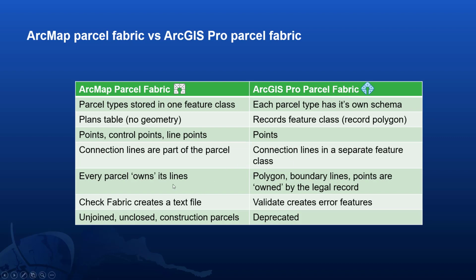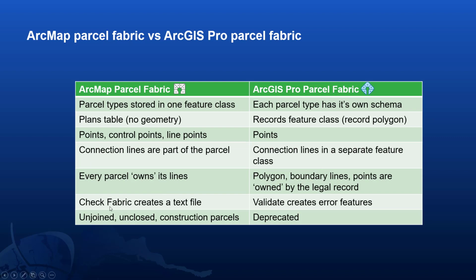Every parcel in ArcMap used to own its own lines, right? Whereas in ArcGIS Pro, in the new information model, the polygons, the boundary lines, and the points are basically owned by the legal record that they came from. They are not owned by the parcel. So you can even have a new legal record that only creates a control point. That's perfectly okay. There's no boundary being created. They're all owned by the legal record.